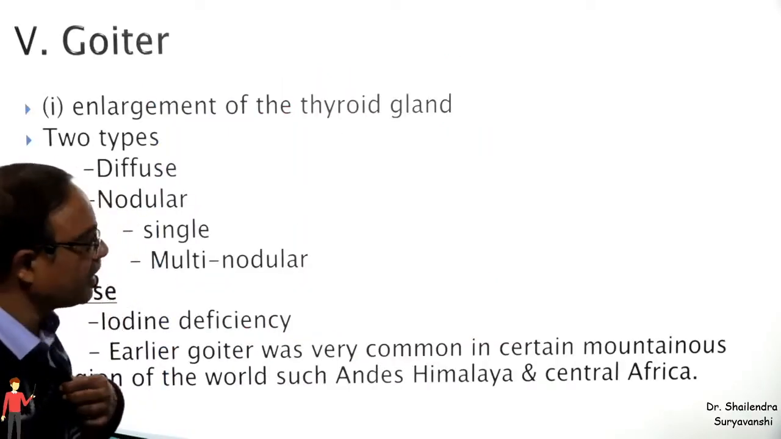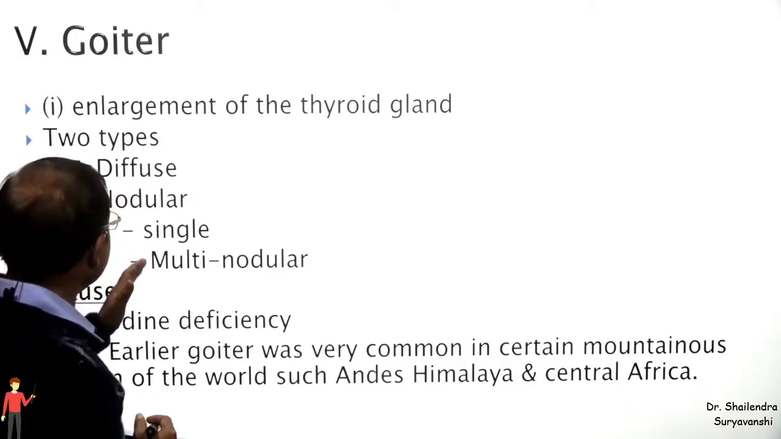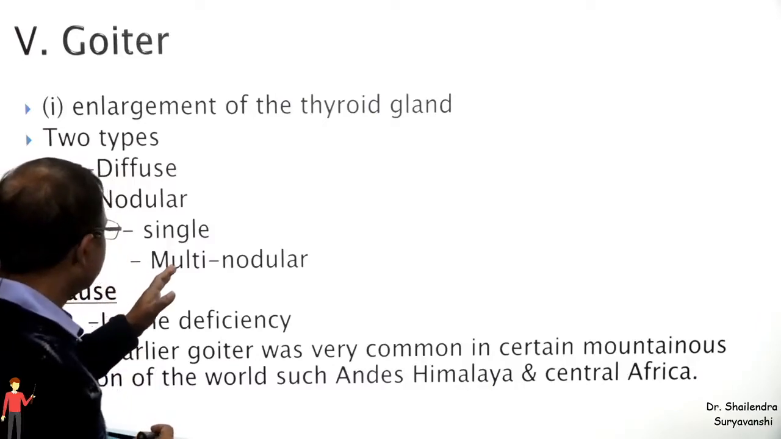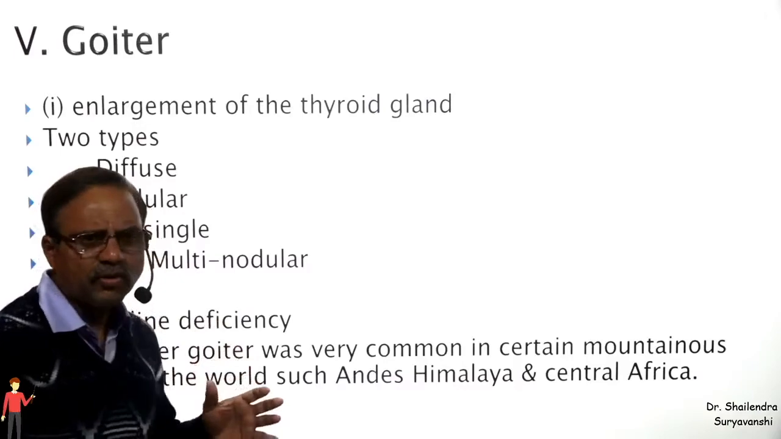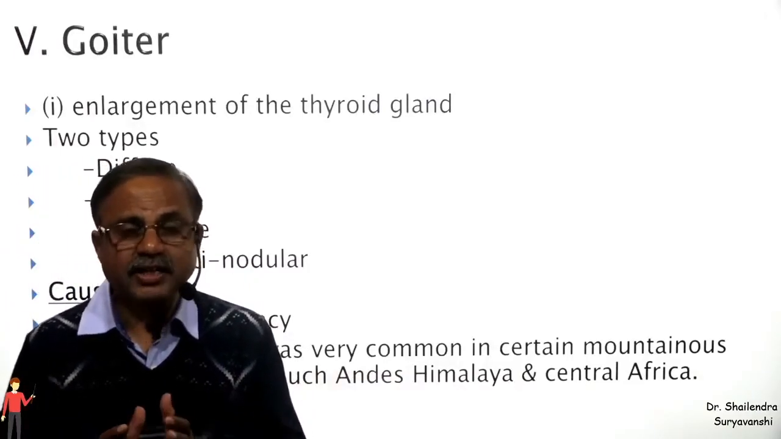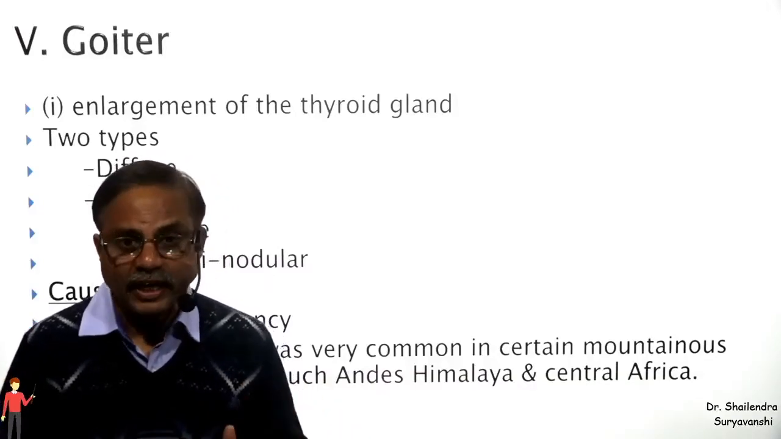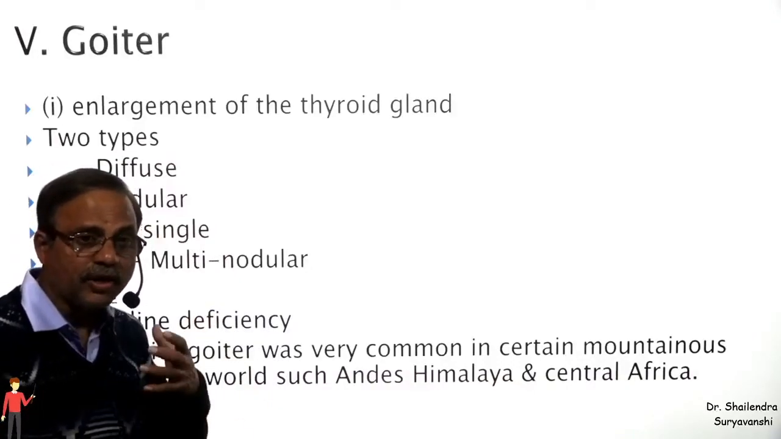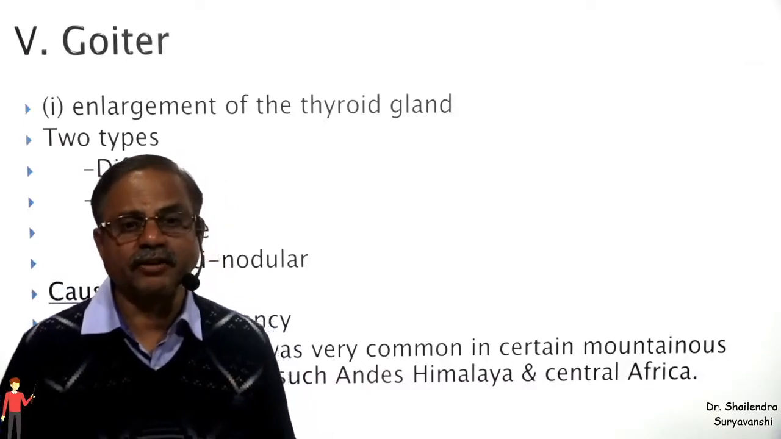Then this is a goiter. This is an enlargement of the thyroid gland. There are basically two types, diffuse as well as nodular. Nodular could be single or multiple. Why does this happen? The most important cause is iodine deficiency. Iodine is very essential for the normal functioning of the thyroid gland and for the synthesis of thyroid hormone. So when there is a deficiency, goiter results because the body tries to compensate for the deficiency.